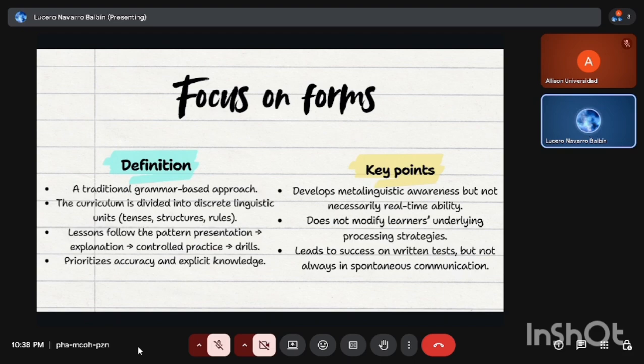The chapter explains that this approach mainly develops explicit knowledge, that is, knowledge about the language. Students may know the rule, they may be able to explain it, and they may do well on written tests, but this does not always mean they can use the rule during real-time communication. Focus on forms does not change the learner's underlying processing strategies. They may still rely on meaning alone while listening or reading, and may still miss important grammatical cues.